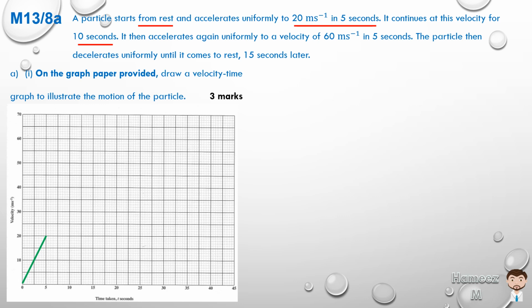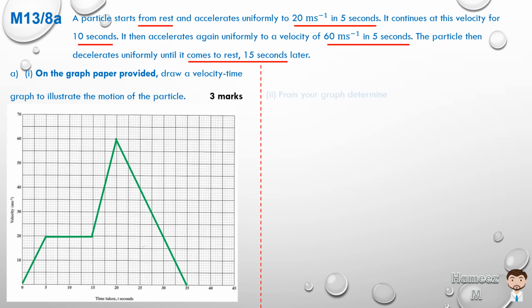So from 5 seconds, it remains horizontal until it reaches 15 seconds. 5 and 10 is 15. Then what happens? It accelerates uniformly again, so it's sloping up to the right to a velocity of 60 in 5 seconds. So from 15 seconds to 20 seconds, it went up. The particle then decelerates uniformly, which means that it's slowing down until it comes to rest 15 seconds later. So we had 20 seconds, and if we add 15, that'll be 35 seconds. So it'll slope straight down until it reaches 0 again.